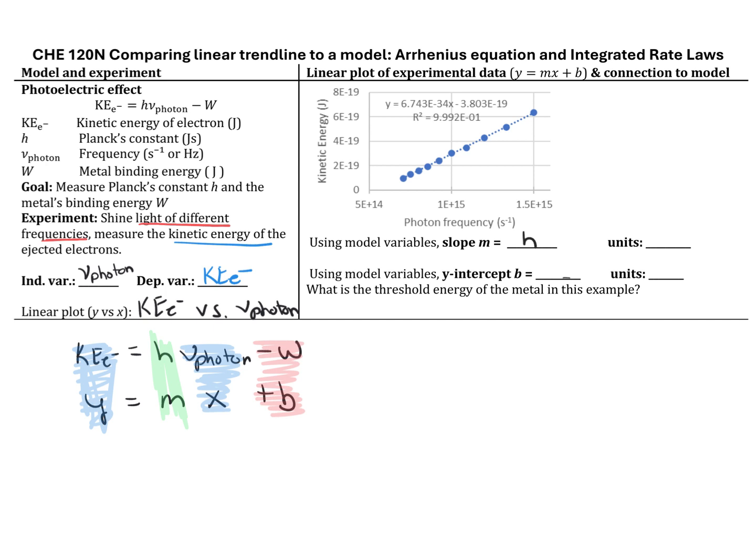The units on the slope should match. Remember that the units for the slope are delta y over delta x, so that's going to be the y unit over the x unit. So in this case, the units on the slope here, joules over seconds to the minus 1, is the y unit over the x unit, and that would give me joule seconds.